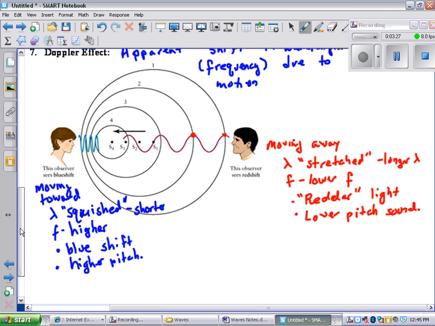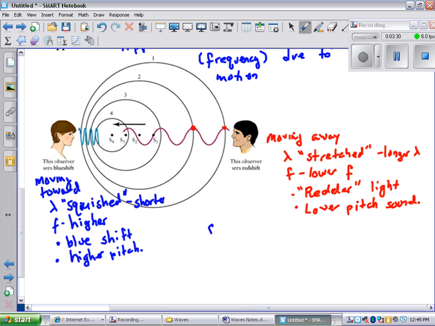Now there's some math that we can do with this. We're going to say F prime equals F times V plus or minus VO over V plus or minus Vs. We have a lot of little definitions to give here. F is equal to the actual frequency that's being sent out by the source of the wave. F prime is going to be the observed frequency.